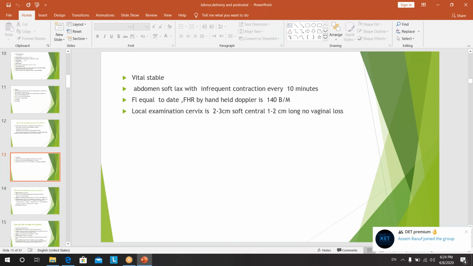Anything else you wanted to add? Since this patient is an Rh negative pregnancy, I'll make sure that the blood has been arranged, in case it is required.